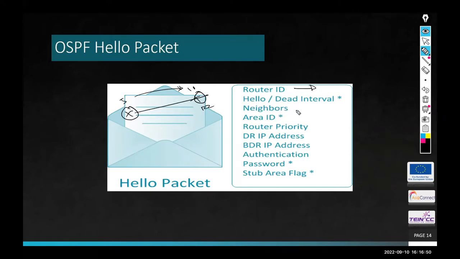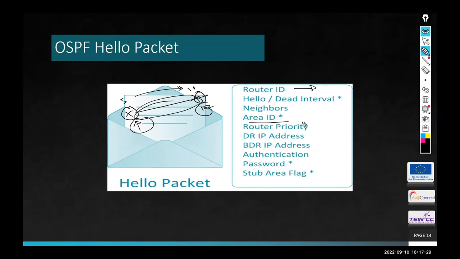So neighbors, all the routers who are neighbors are specified in the hello packet. When you are sending a hello packet to another router, you are encapsulating your neighbor information in your hello packets, letting them know I have connected to the other router also. And area ID, you have to match when you configure OSPF. You have to match the OSPF area ID in both routers.